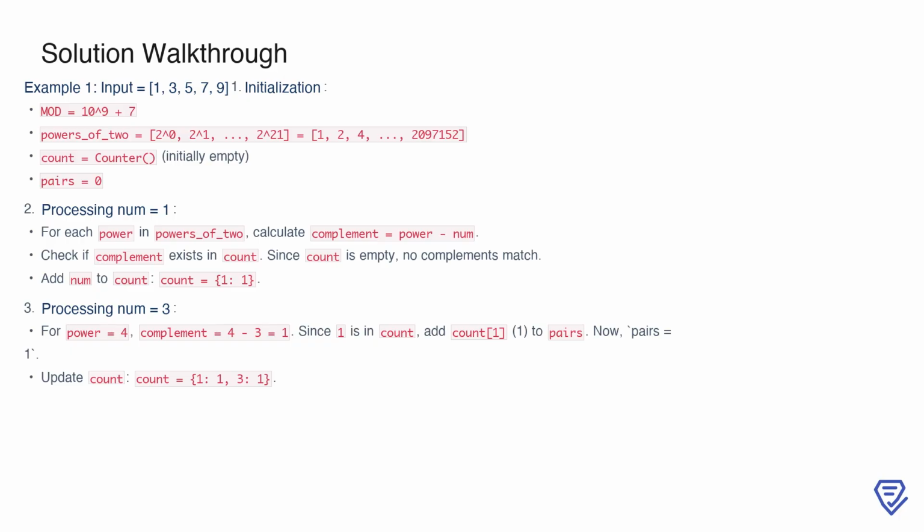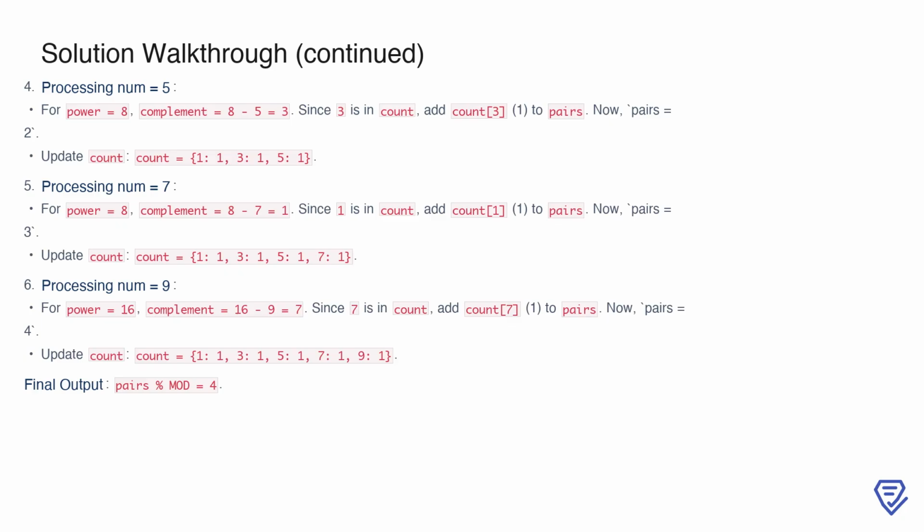Let's process the first number in the input array, 1. For each power of 2, we calculate the complement by subtracting the current number, 1, from the power. Since count is initially empty, no complements match. We then add 1 to the count, making it {1: 1}. Moving on to the next number, 3, we repeat the process. For the power of 2 equal to 4, the complement is 4 minus 3, which is 1. Since 1 exists in count, we add its frequency, which is 1, to pairs. This gives us one valid pair so far. We then update count to include 3, resulting in {1: 1, 3: 1}.